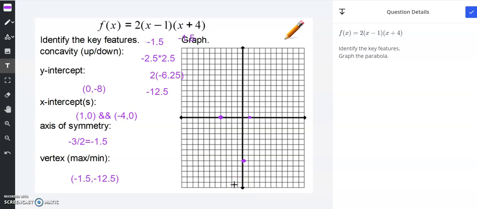Boom. Oh, I made it wrong. Shoot. So I think it was right here, I said. Yeah. Now we're going to connect our dots. The big line. And boom.